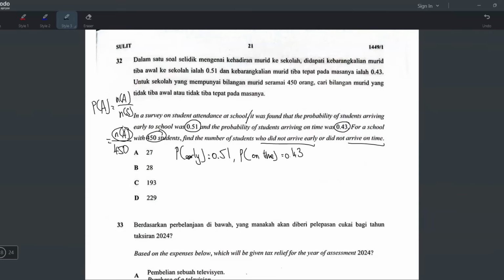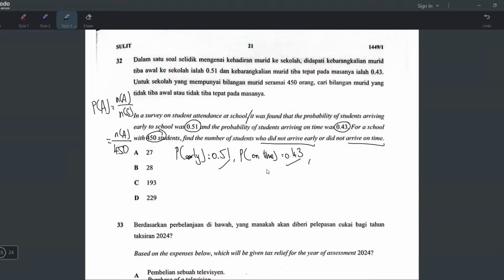So if I want to find NA, do you agree that I need to have the PA, right? I need to have probability, and I need the probability for did not arrive early and did not arrive on time, right? So if you look at these two information, and if you try to take 0.51 and 0.43, if you plus them together, you won't get 1. Yeah, you tak dapat 1. 0.51 plus 0.43, you get 0.94.